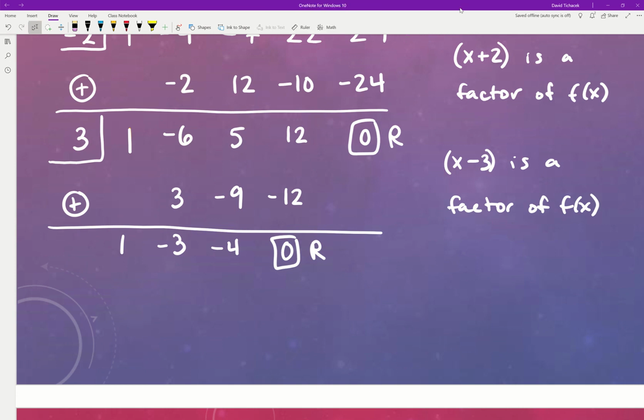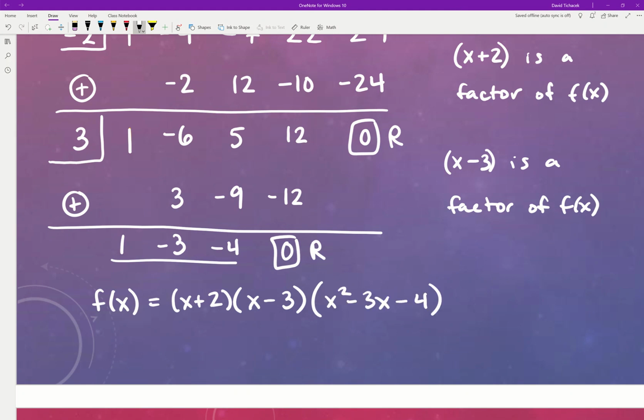Okay, and so we're going to go ahead and write our polynomial f of x in terms of the two factors that we just proved that we have, right? So x plus 2 times x minus 3, and then times something. What is that something? Well, that's what we're using our numbers here as our result from. So that's x squared minus 3x minus 4.